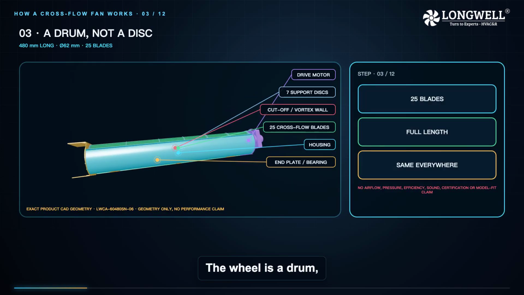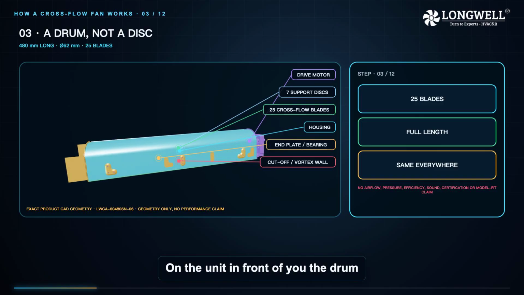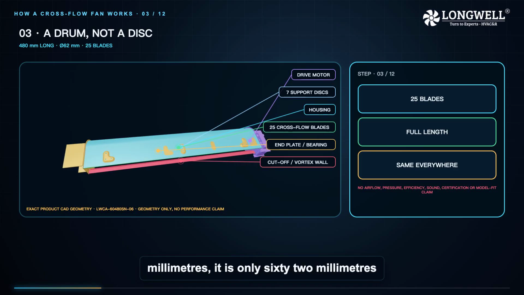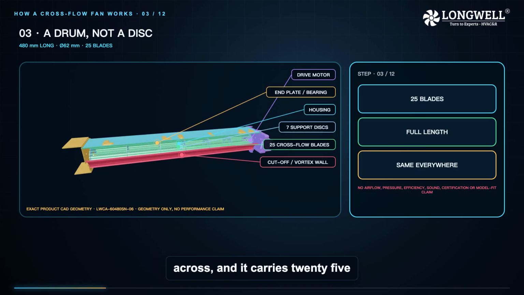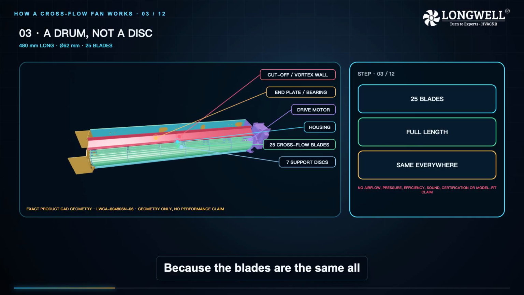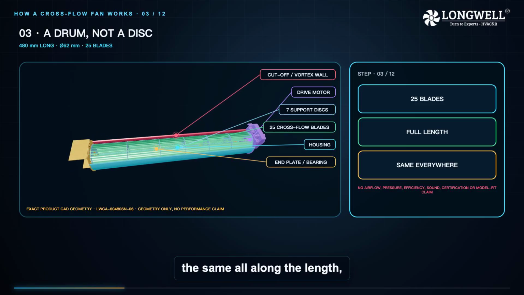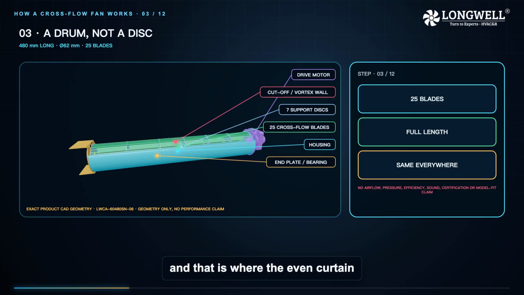The wheel is a drum, not a disc. On the unit in front of you, the drum runs the full 480 millimeters. It is only 62 millimeters across, and it carries 25 forward curved blades that run end to end. Because the blades are the same all along the length, the air leaving is the same all along the length, and that is where the even curtain comes from.